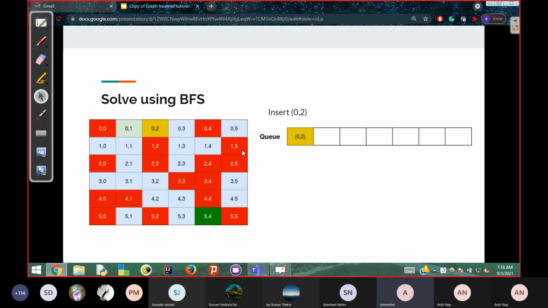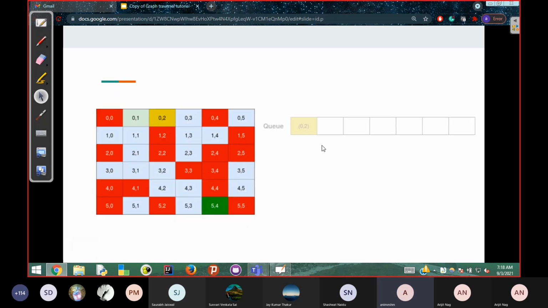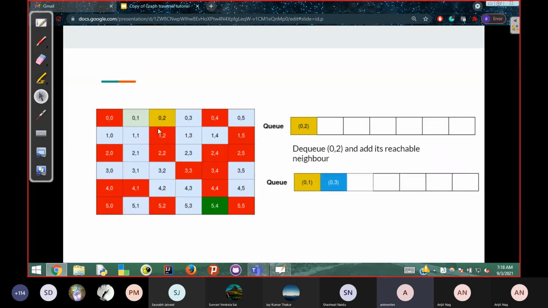Now the next step is that we need to dequeue the front element from the queue and add its adjacent neighbors to the queue. So we just dequeue 0 2 and add its adjacent 0 1 and 0 3 to the queue. You can also ask why we are not adding 1 2, because 1 2 is also adjacent. But the problem with 1 2 is that it is unstable, so we do not want to go to an unstable node. That's why we are only interested in 0 1 and 0 3.